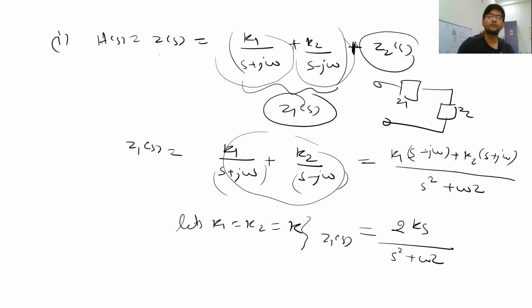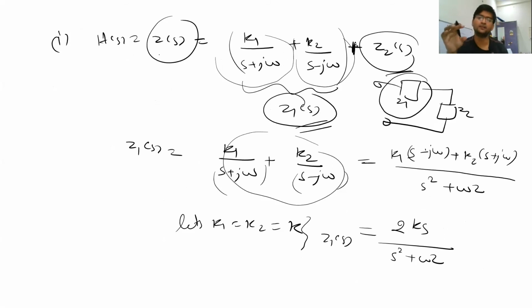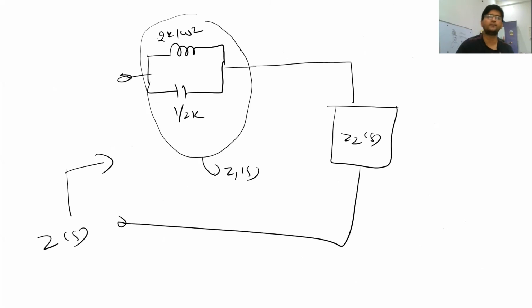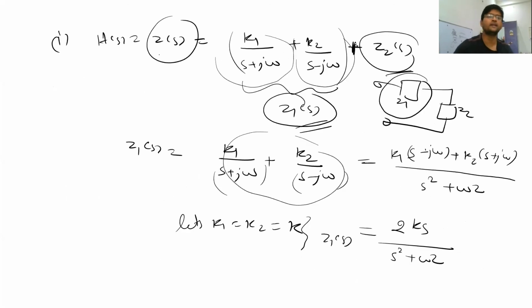But now, since this whole ZS is the series summation of Z1s and Z2s, this Z1s, which came out to be a parallel combination of capacitor and inductor, will be in series with Z2. So our final circuit is this parallel combination of inductor and capacitor in series with Z2s. Clear? Now, in this case, we had taken HS as ZS.